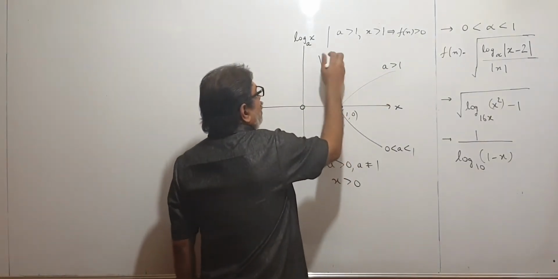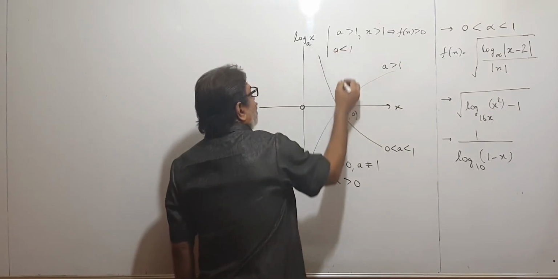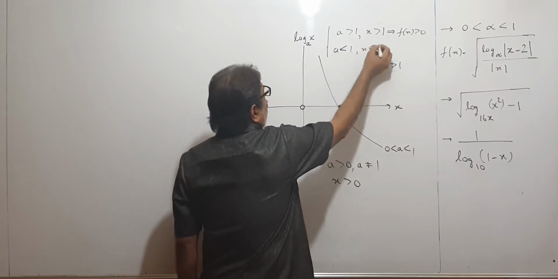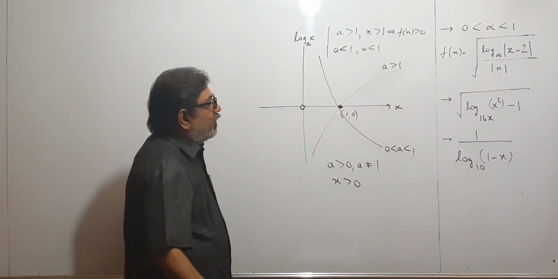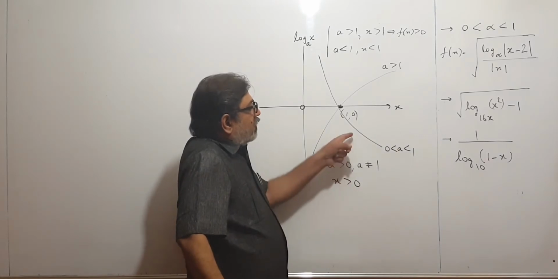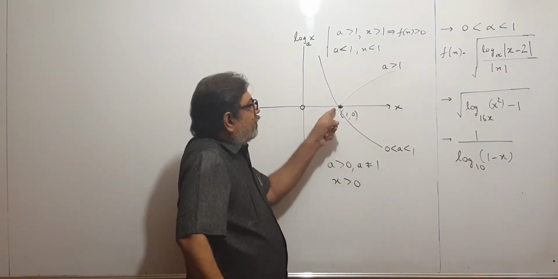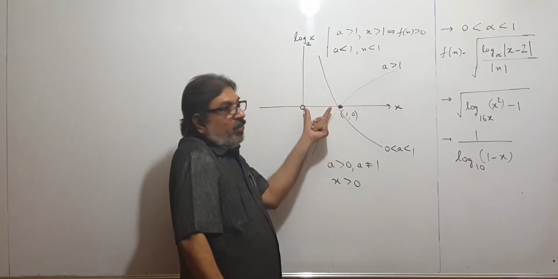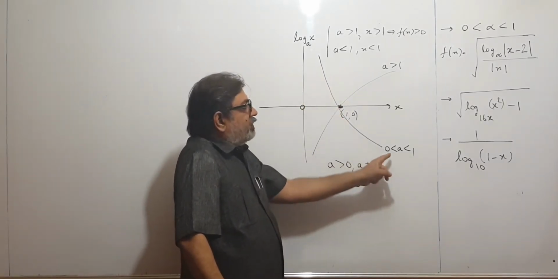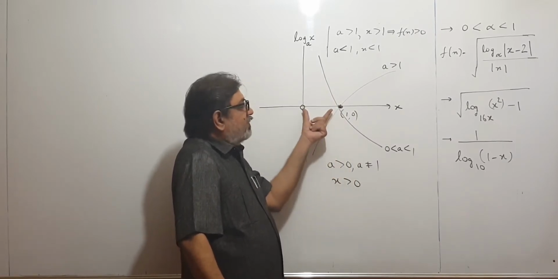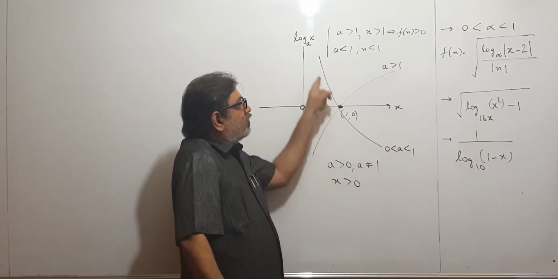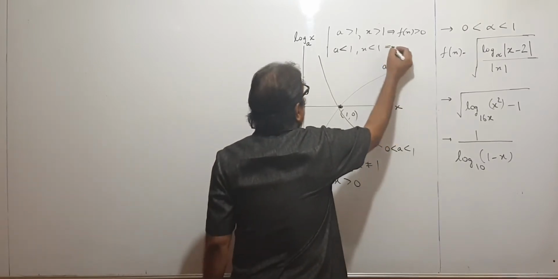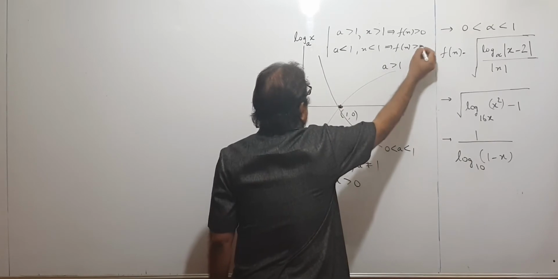And please understand that when a is less than 1, of course more than 0, and x is also less than 1, of course more than 0, this is your graph. x less than 1 means this much region. For a less than 1, this graph. So for x less than 1 and a less than 1, we get this much graph. Again it is above the x axis. So this also implies f(x) is positive.